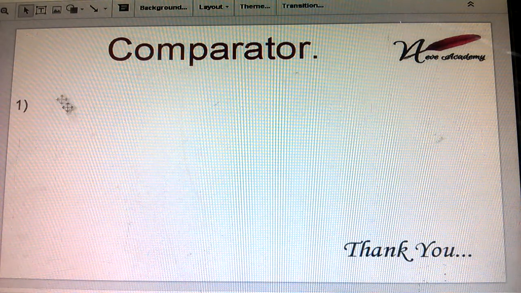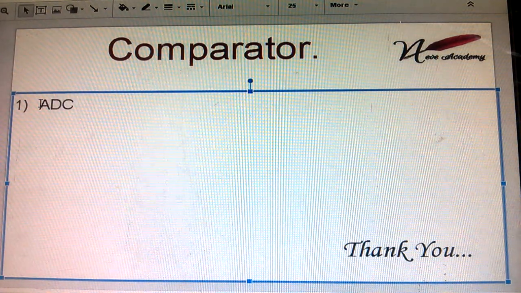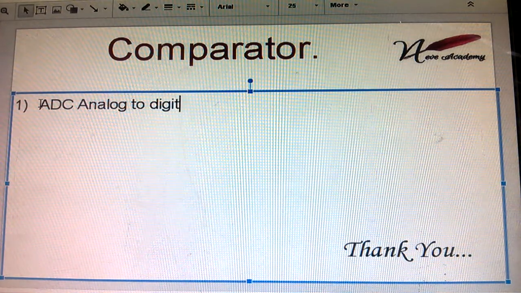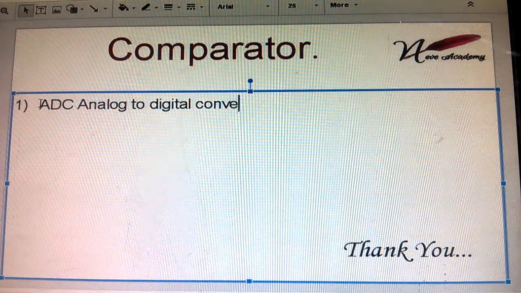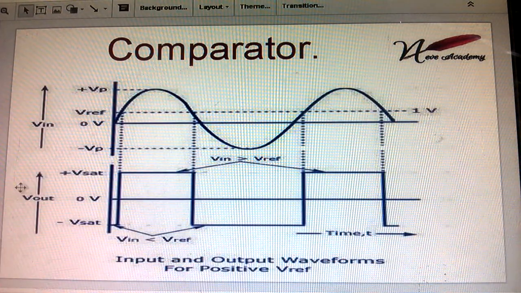For this system, the comparator is also called an ADC, that is, an analog to digital converter. Why is it called an analog to digital converter? Here we see the waveform. We provide the analog signal, V in, and we get the output as a digital signal, hence we call it an analog to digital converter.